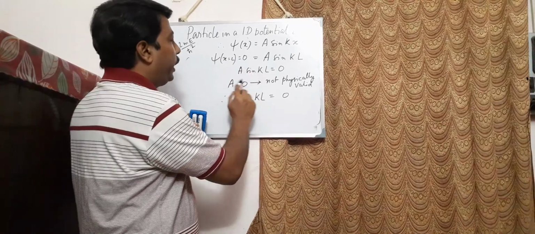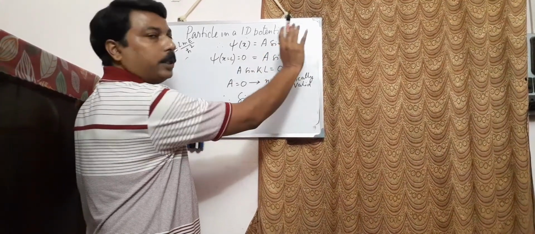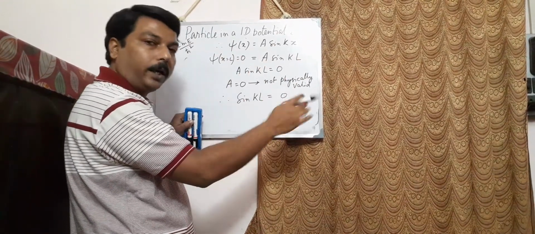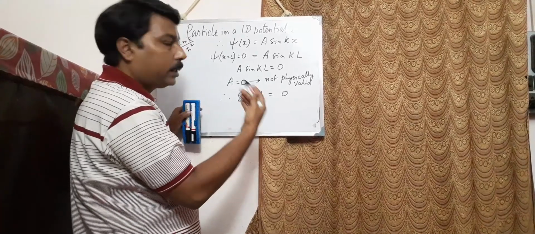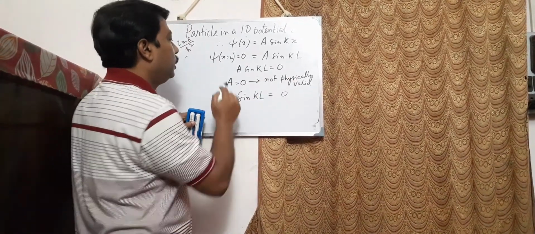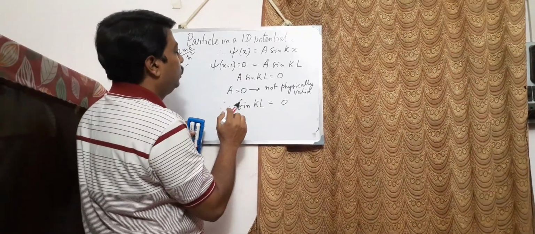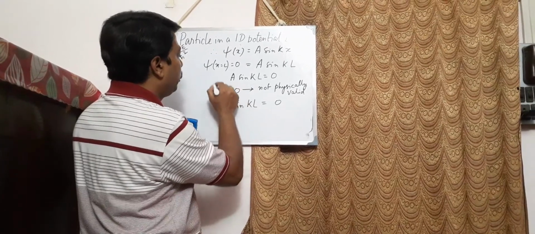I repeat, why A equal to 0 is not possible: because if you put A equal to 0, the wave function vanishes completely. That means there would be no particle at all. But the particle exists in my box, so there has to be some wave function. So this is not a physically valid proposition. So we cannot take A equal to 0.